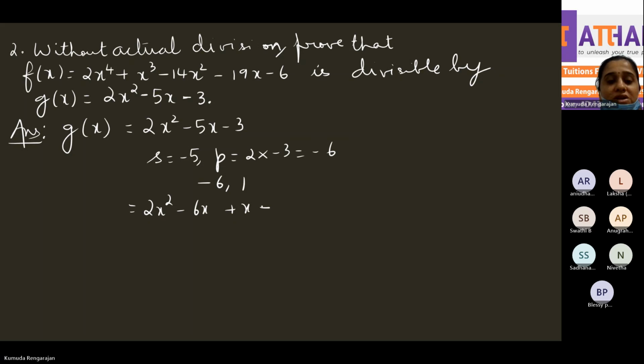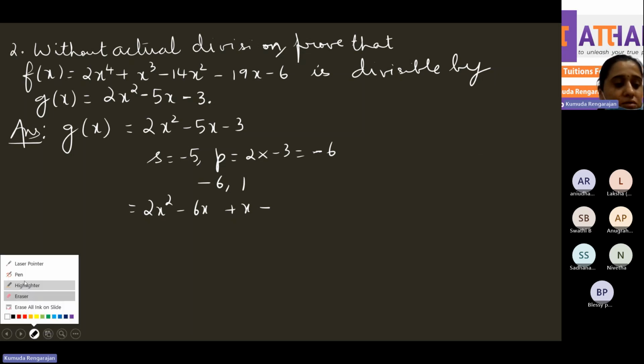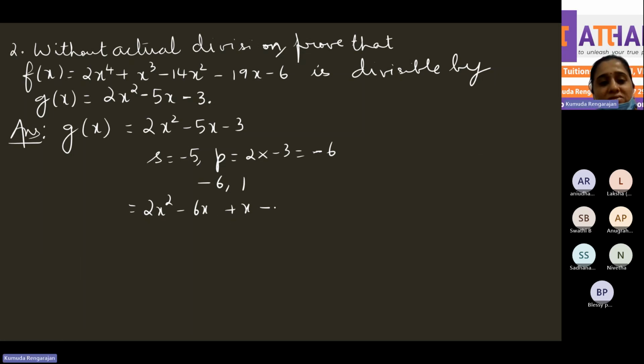Sorry, minus 3 minus 2 is plus 6. Okay. So 2x square minus 6x plus x minus 3. Yeah, finish this for me.